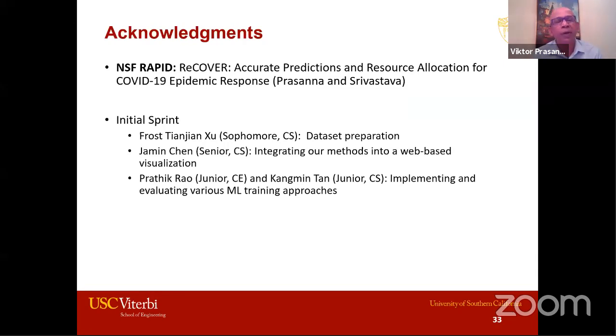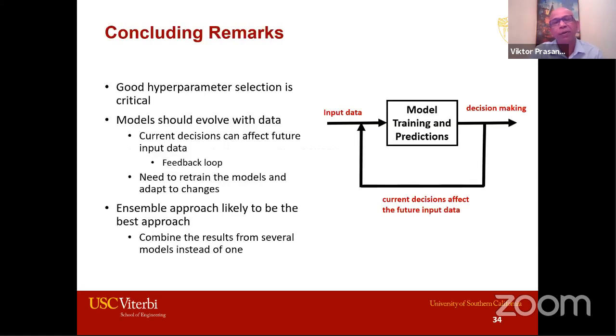So before I conclude, I would like to acknowledge the National Science Foundation. They're funding part of this effort recently, and also the initial work that we did in preparing the data sets, running some models, and providing the user interface. A lot of undergraduate students at USC worked with us. They have been extremely helpful in enabling us to quickly produce these results based on the currently available data sets.